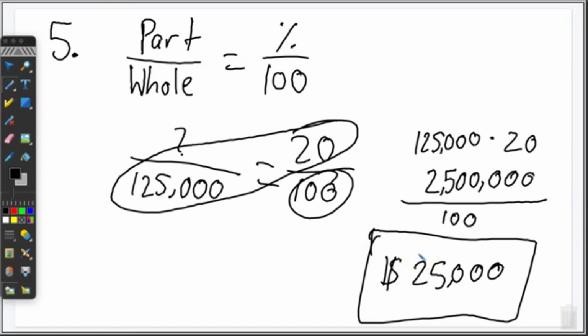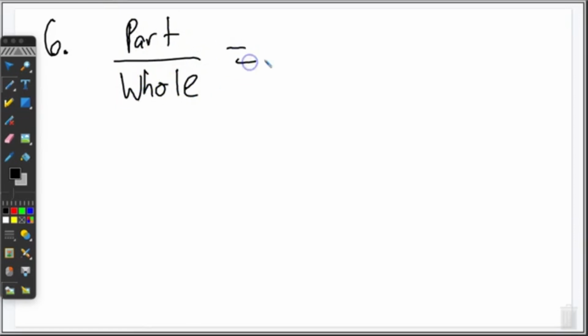Number 6. During bowling practice, Marley rolled 14 strikes out of 70 attempts. What percent of Marley's attempts were strikes? Doesn't get any easier than this, guys. Part, whole, equals percent over 100.